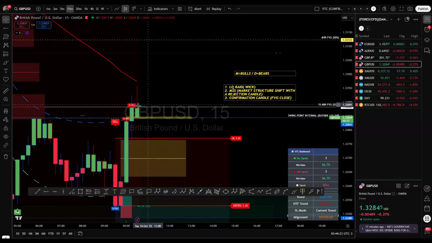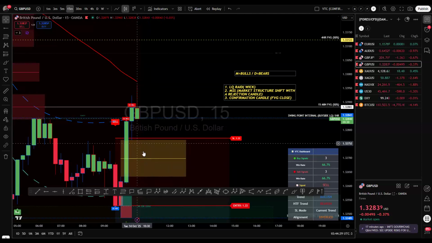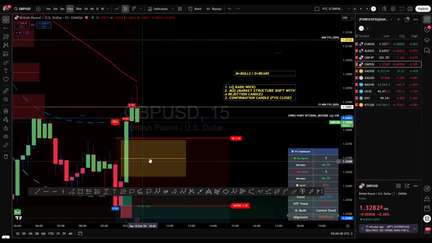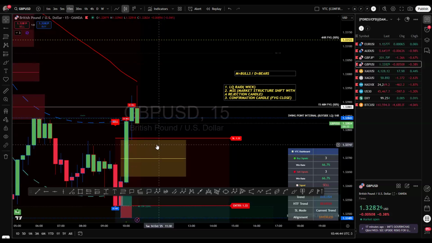This might be the manipulation move, so it might be respecting this fair value gap here. But we'll need to see if price is going to respect this fair value gap down here, because it did close with strength. So it might actually be ready to do the manipulation of the bear. We'll have to see what the next candle does though.